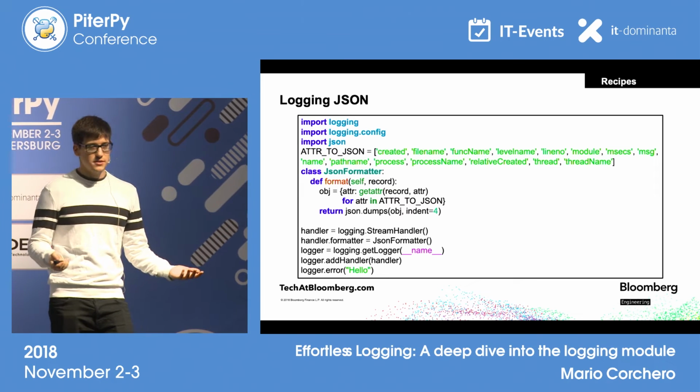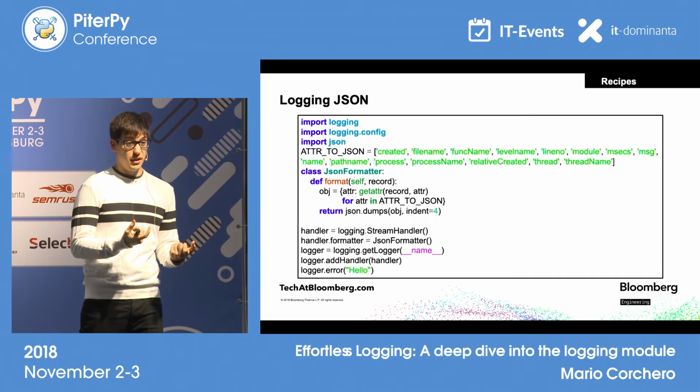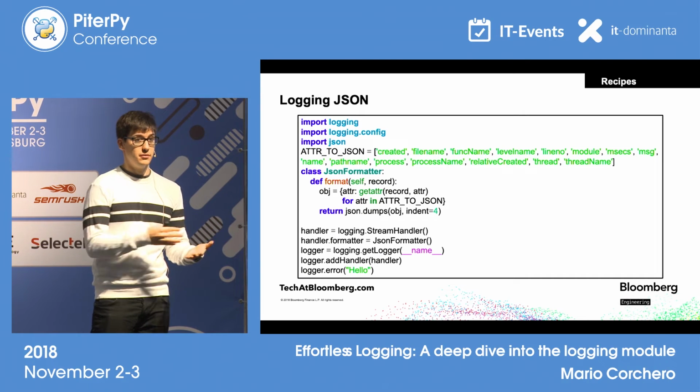Now, if you want to log JSON, you can just do it like this. Basically, all you do is you get a formatter, and then you make the formatter print everything to JSON.